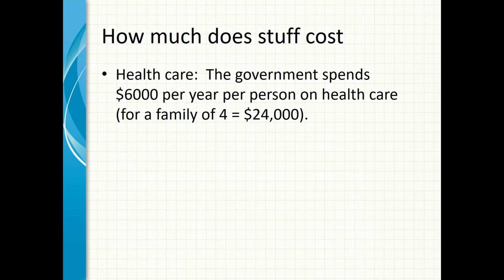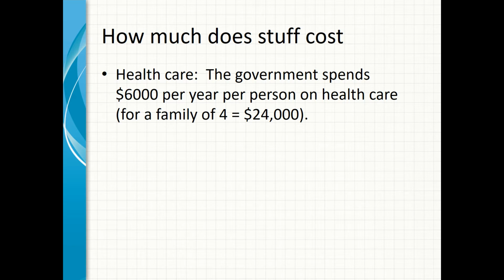Going back to how much stuff costs. So healthcare. The government spends $6,000 per year per person on healthcare in Ontario. So for a family of 4, that's about $24,000. Now, for some people it's less, some people it's more. The older you are, obviously you use up more healthcare, but this is the average.